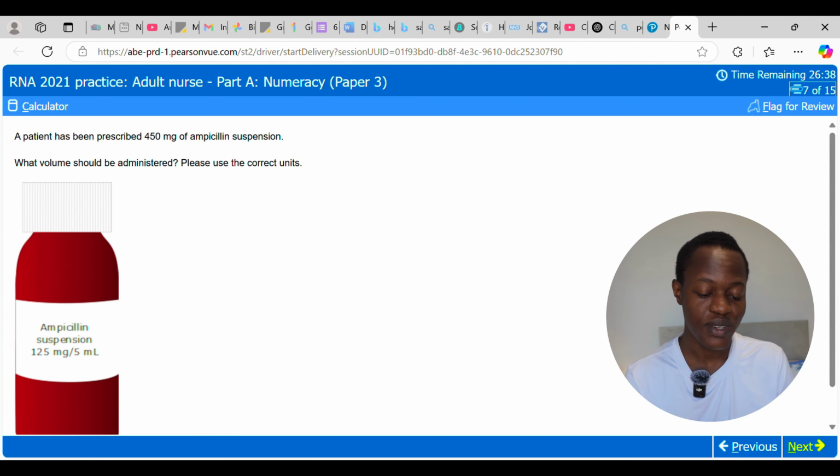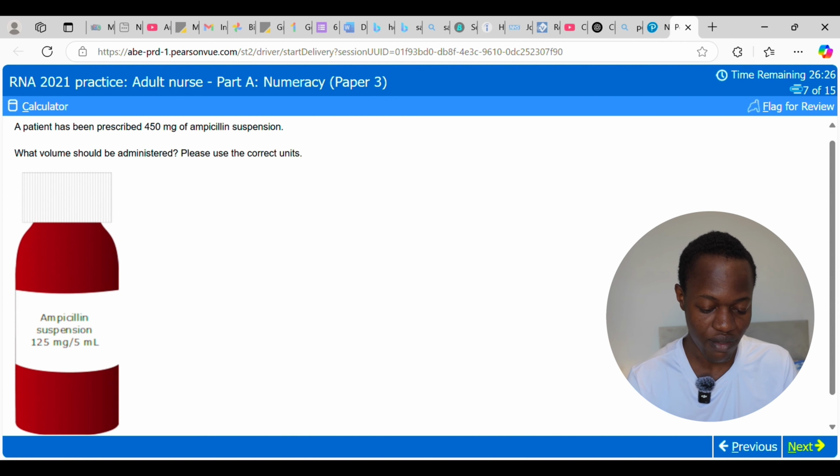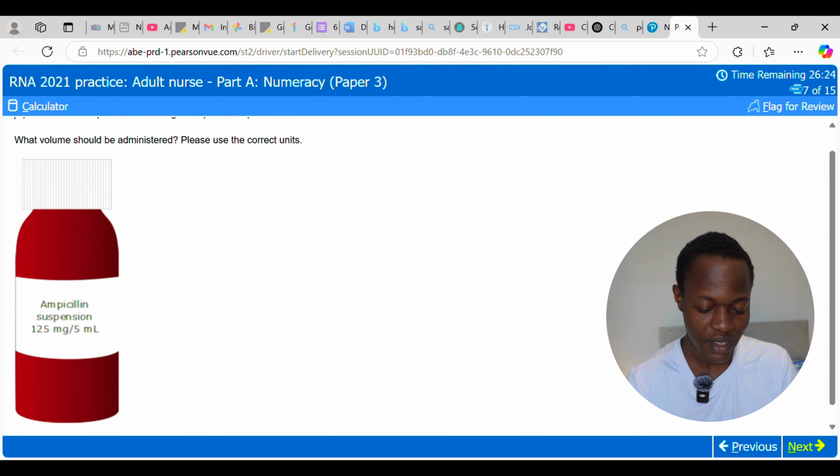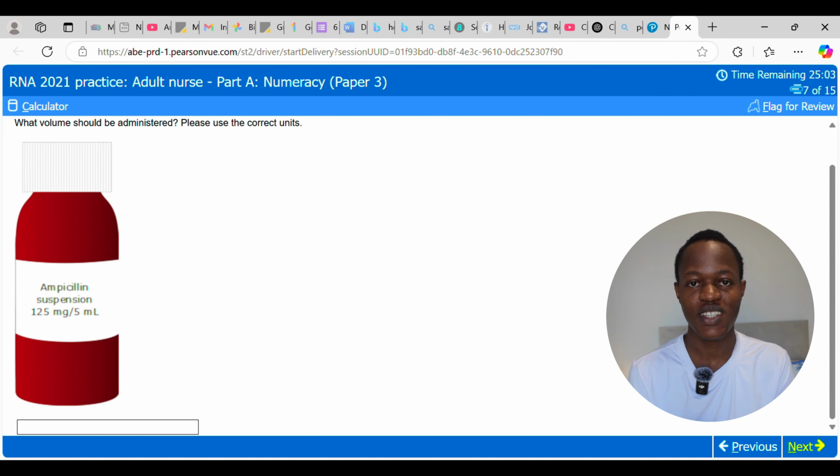A patient has been prescribed 450 milligram of ampicillin suspension. What volume should be administered? Please use the correct units. 125 milligram equals 5 ml. So how many gives us 450? So again, we just go ahead and do cross multiplications. Now I have done my calculations and I have arrived at 18 ml.